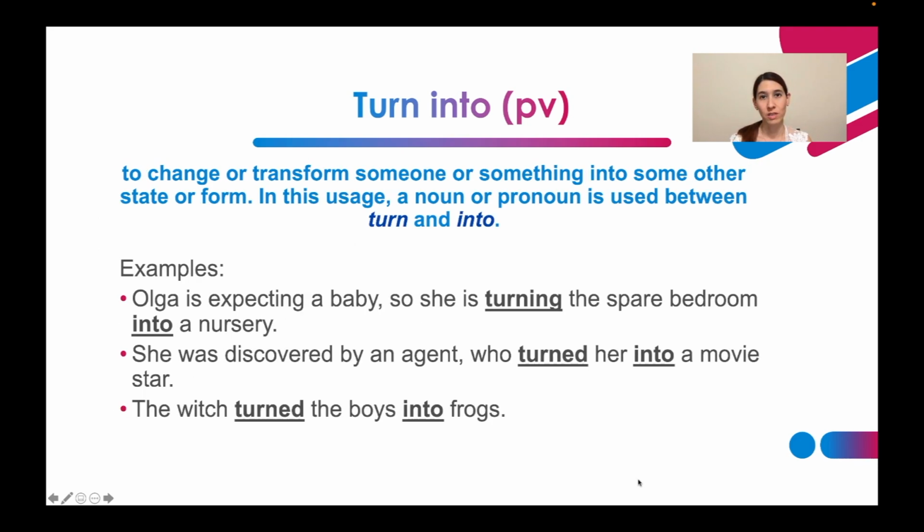Another way you can use it is to mean to change or transform someone or something into some other state or form. In this usage, a noun or pronoun is used between turn and into. So you'll do turn, then the object, the noun or the pronoun, and then into. Let me show you what I mean. Olga is expecting a baby, so she is turning the spare bedroom into a nursery. Turning the spare bedroom and then into. She was discovered by an agent who turned her into a movie star. The last example, the witch turned the boys into frogs.